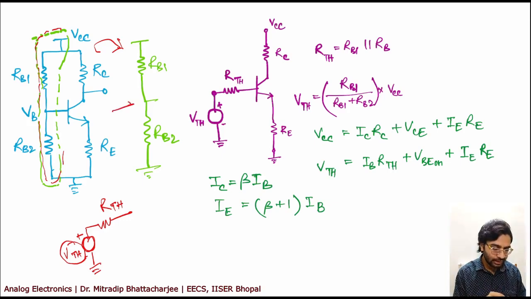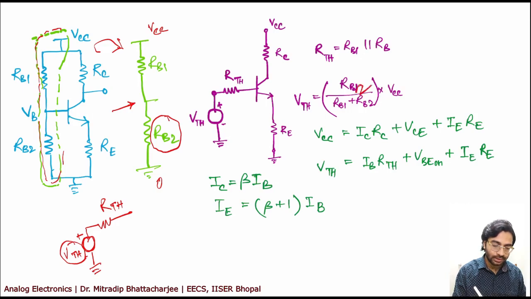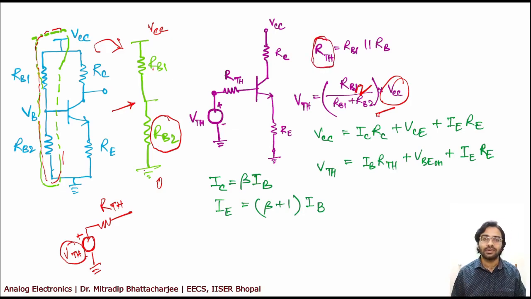Now if you consider this circuit, what will be your VTH? Considering this as VCC, this is already grounded. So your VTH will be normal voltage divider, RB2. This should be RB2. Okay, I'm sorry, this should be RB2. RB2 divided by RB1 plus RB2 into VCC. This is your Thevenin's equivalent voltage. What is your Thevenin's equivalent resistance? What do you do to find Thevenin's equivalent resistance? You short the voltage. So this is grounded, right? In order to short it, you will ground it.